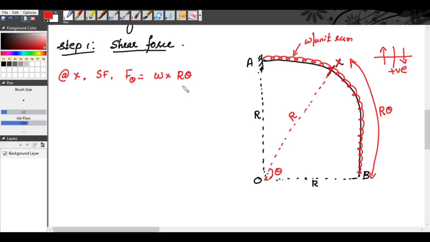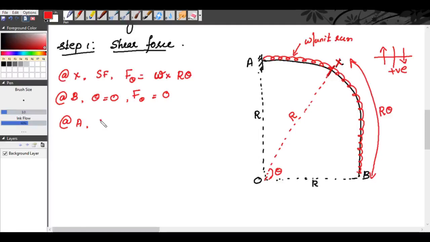See, from this formula, we can understand that shear force depends on theta. W, the load per unit run, is constant, and the radius is constant. So theta is varying. At B, theta is equal to 0. If theta is 0, our shear force F theta is equal to 0.